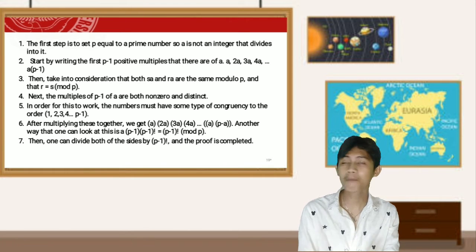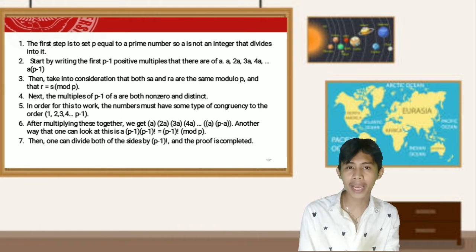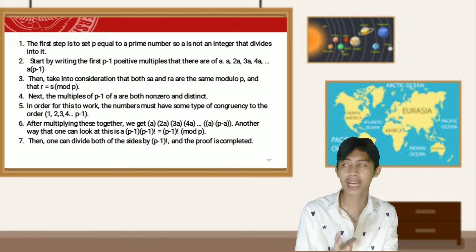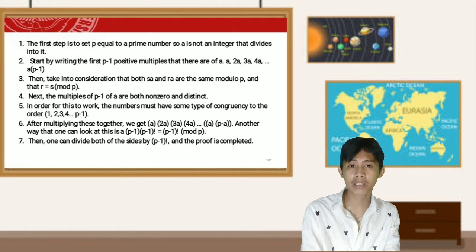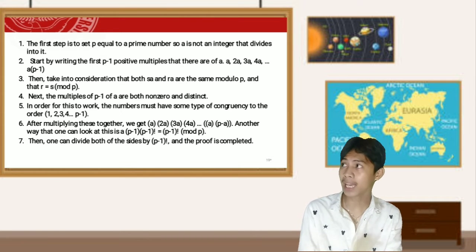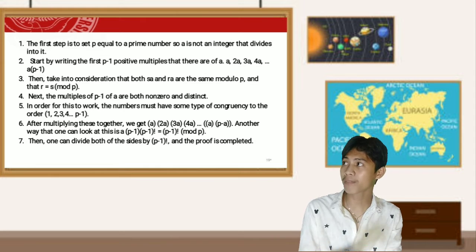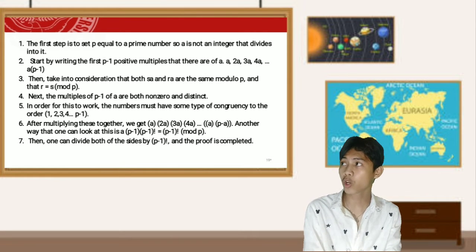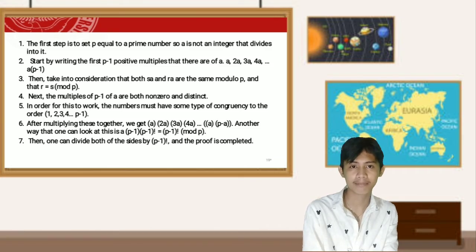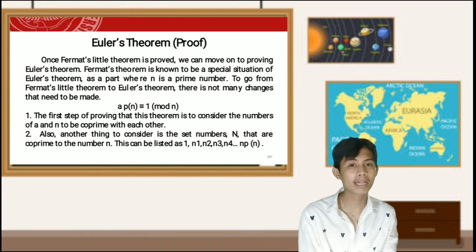And the sixth step, after multiplying these together, we get a times 2a times 3a times 4a and so on, up to a times (p-1). Another way to look at this is a^(p-1) times (p-1)! is equal to (p-1)! mod p. And the last step is that one can divide both sides by (p-1)! and the proof is completed. So, we are now done proving Fermat's little theorem.